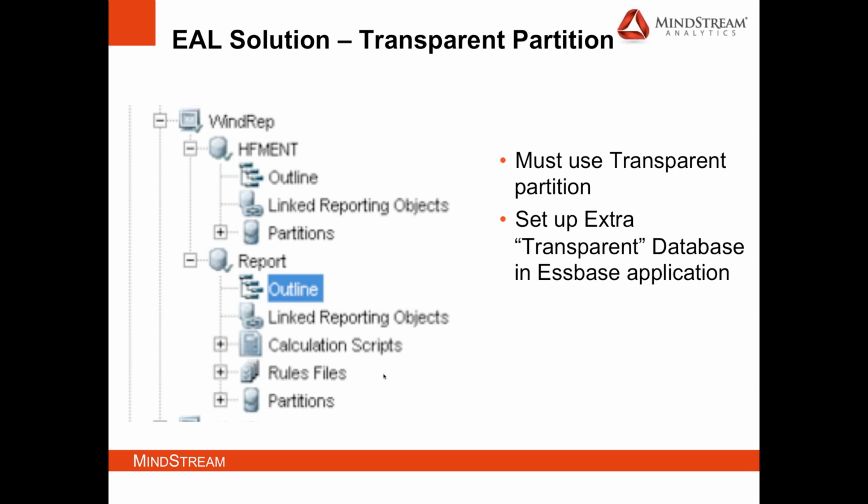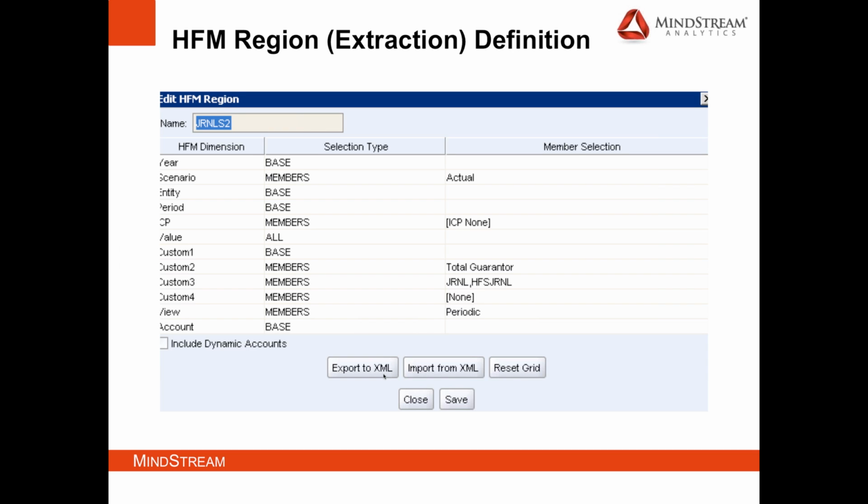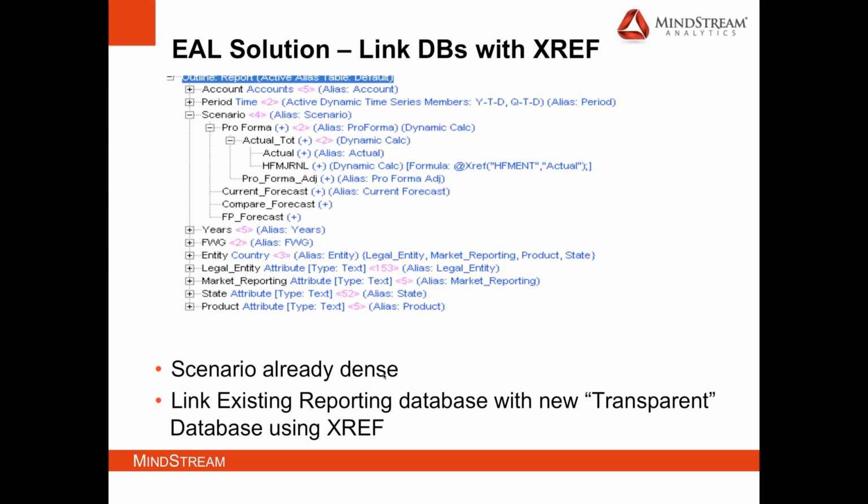So use transformation to get rid of some of these issues that we talked about earlier and use that database. Then what we did was, inside the reporting application or the reporting database, we linked the databases using an XREF. So we took the actual scenario, and you can see the picture of it here. We have a total actual, below that we have actual, and then we have HFM journals. The HFM journals come across dynamically with that XREF from that transparent partition, and then add to actuals to show the total actuals, which is the total value from HFM, which will always tie to HFM.